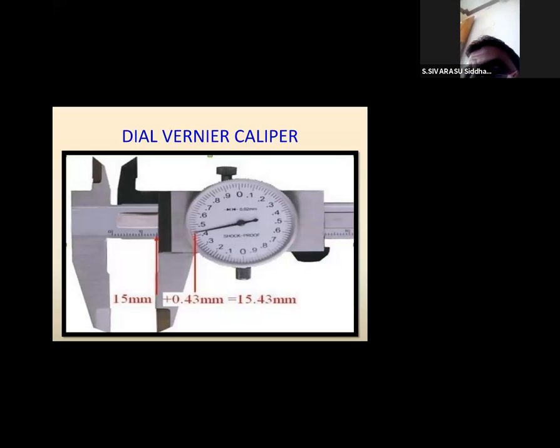Now you see this in this diagram. After the 15th division, the reference edge is very close to the 15th edge. After 15 main scale divisions, that is 15 mm. Now you can see in the dial there are 43 divisions. So the total reading is 15.43 mm.